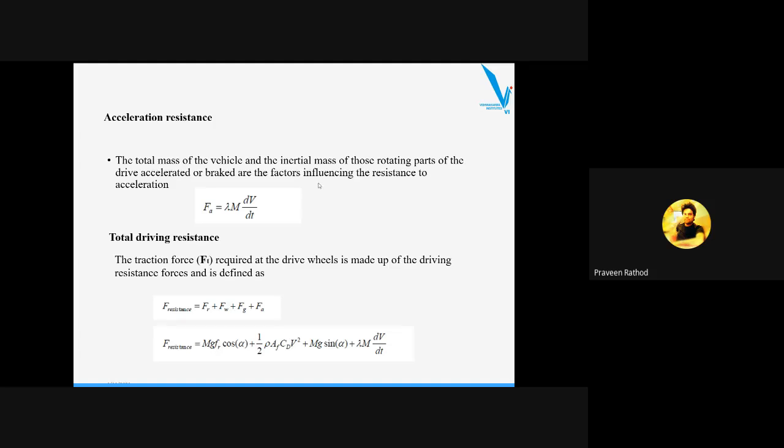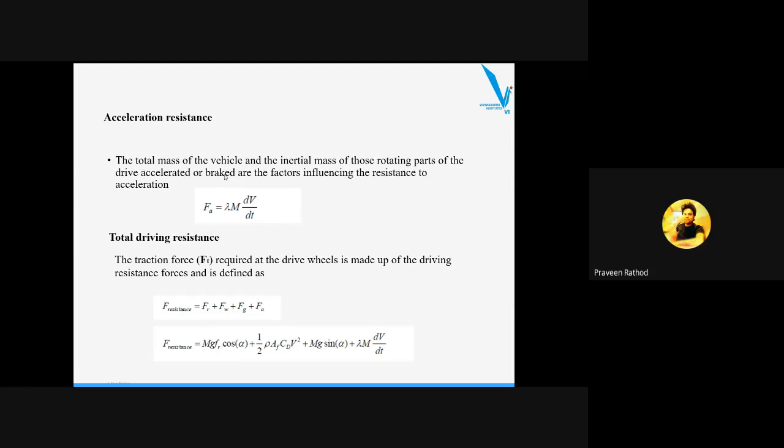So this can be written as F is equal to delta m dv by dt. That can be written as acceleration resistance. Here delta is nothing but the rotational inertia constant, m is the mass of the vehicle, and v is the speed of the vehicle. So that also has to be considered. Acceleration resistance also can be considered.